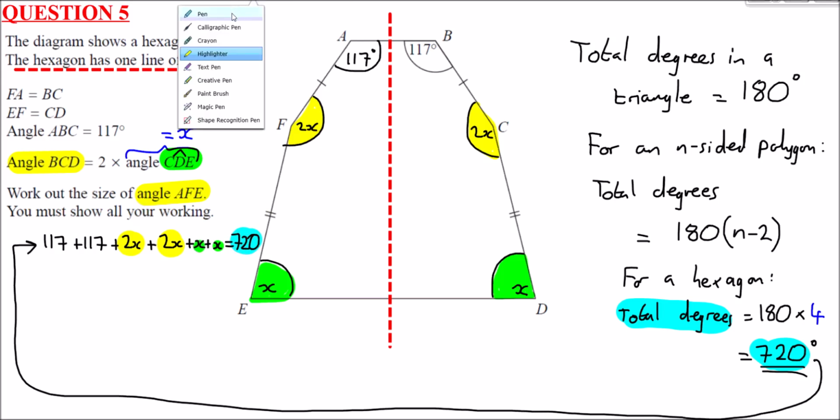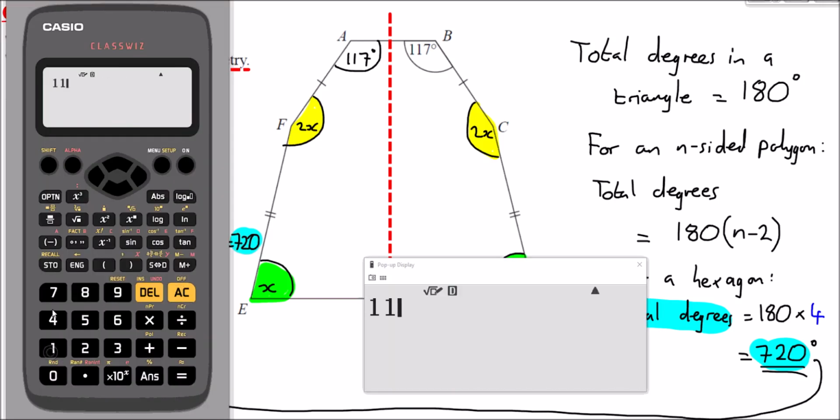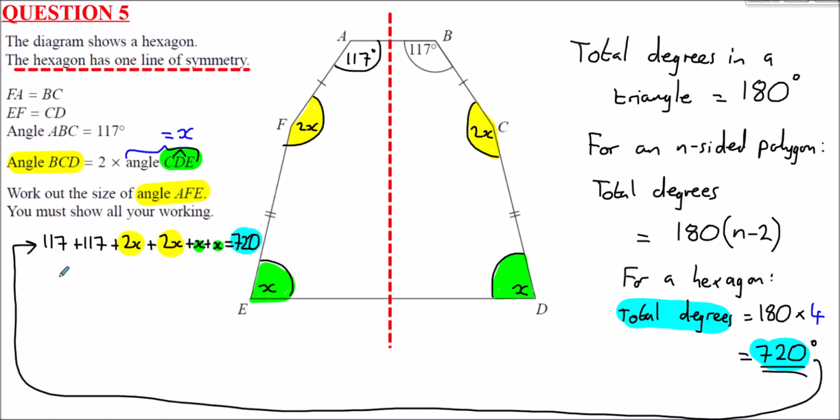Now, as your teacher's probably told you, you need to simplify algebraic expressions. So 117 plus 117 just means 117 multiplied by 2. So if we work that out, we get 234. Now how many x's do we have altogether? 2x plus 2x is 4x, plus x plus x, that gives us plus 6x in total. That equals 720.